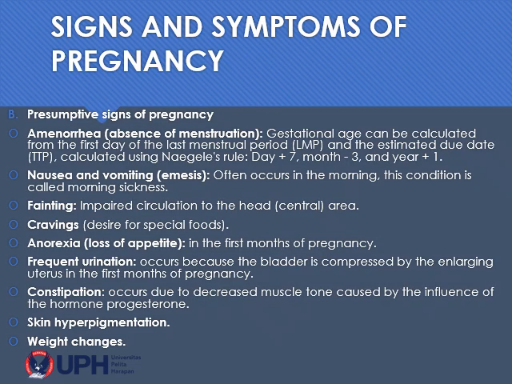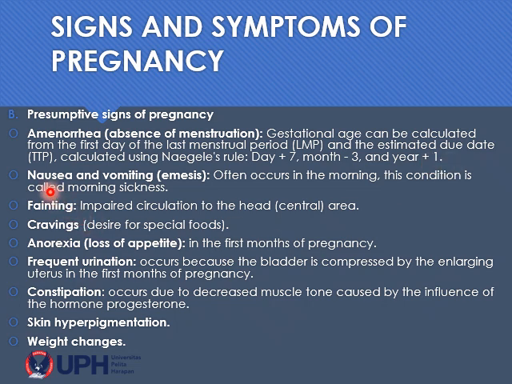And there are also a few presumptive signs of pregnancy, such as amenorrhea. So the woman will have an absence of menstruation, and we can count the gestational age from the first day of the last menstruation, and estimate a due date, also using Nagel's rule, where we add 7 to the day, and then subtract 3 from the month, and then probably add 1 to the year.